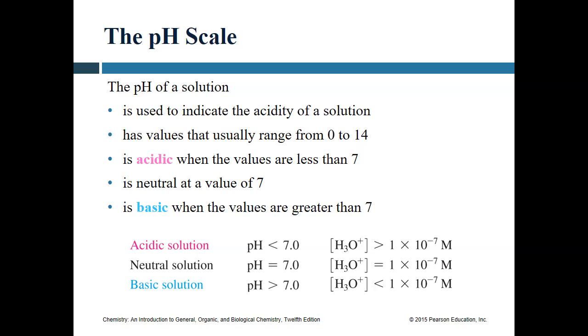Other things would fit on one end of the scale or the other. So, coffee, for example. Coffee is acidic. The pH of coffee is somewhere between 4 and 5 usually. Sodas.